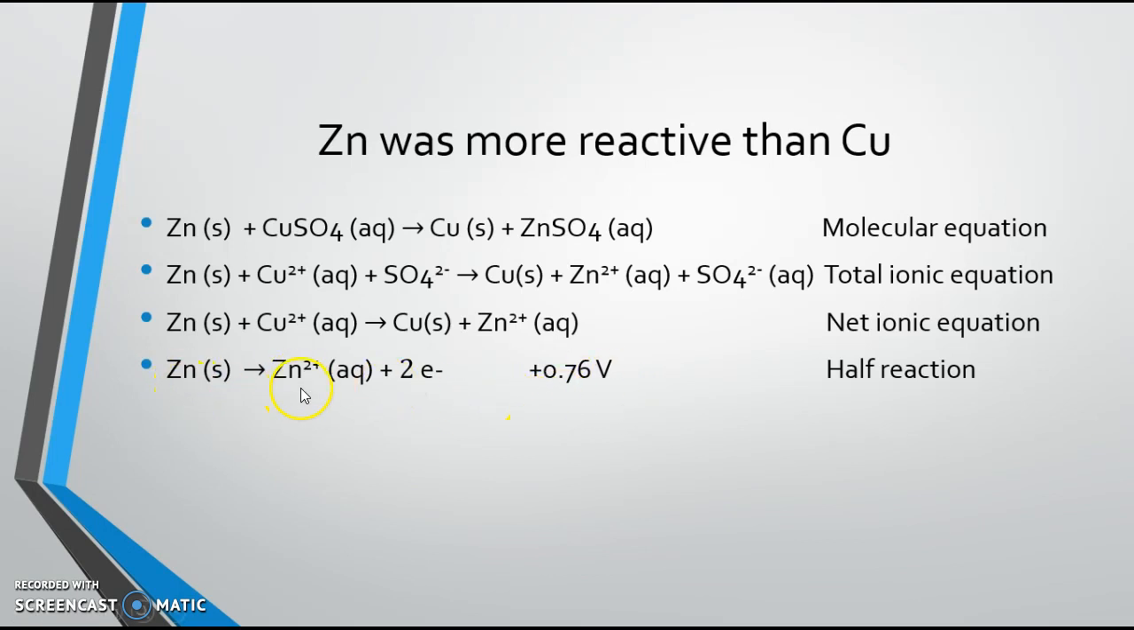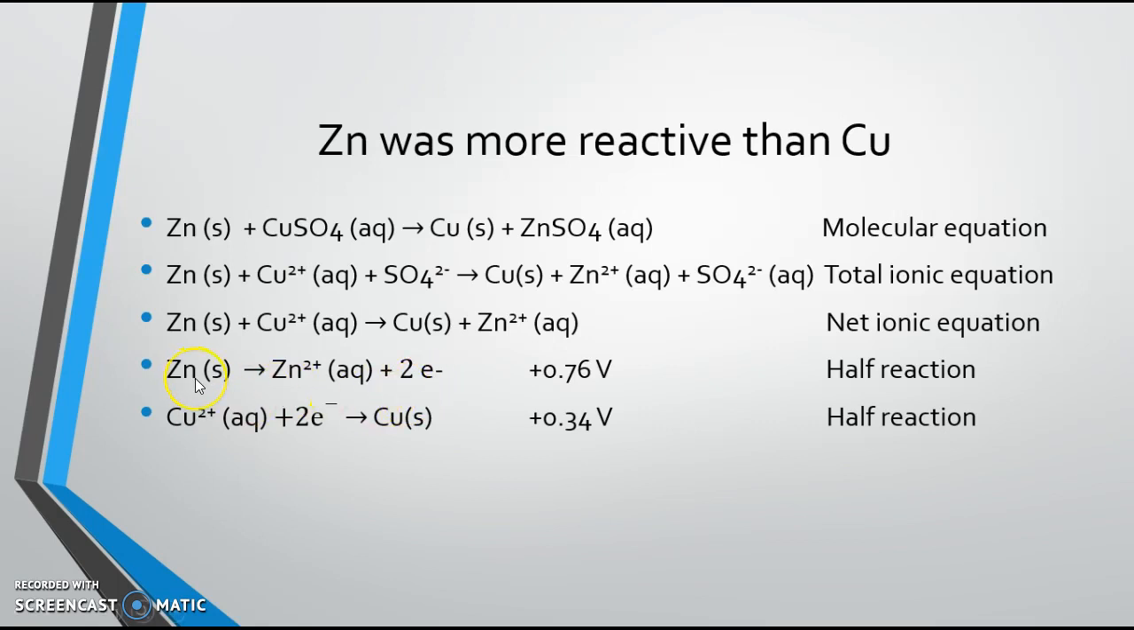So zinc is becoming oxidized, which means copper must become reduced. So here's the half reaction for the copper. Copper 2 plus is going to copper solid. How does it do that? By taking 2 electrons. Where does it get the 2 electrons? From zinc. Zinc is more reactive, and because it's a metal, it reacts by losing electrons.